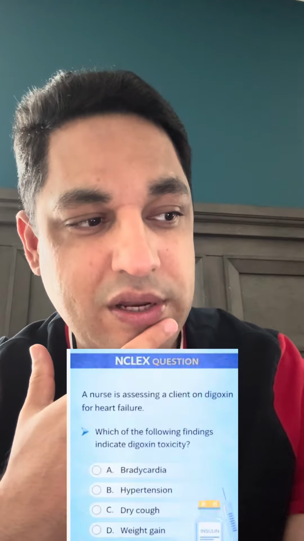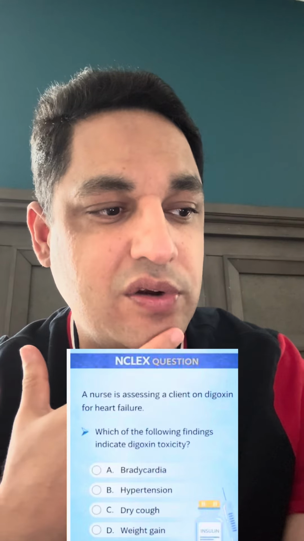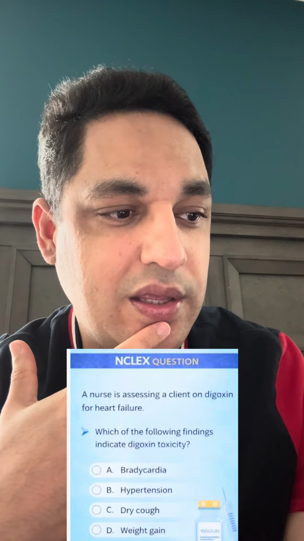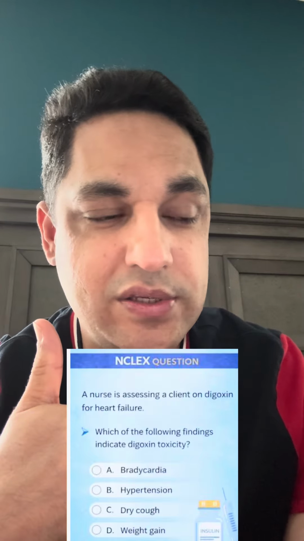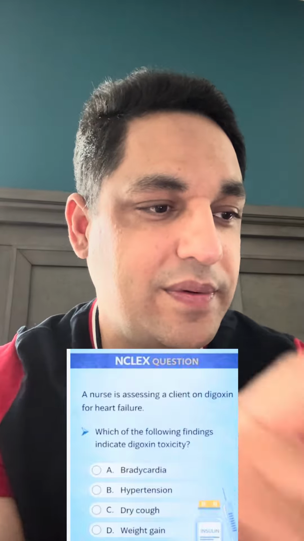A client taking digoxin reports nausea, fatigue, and seeing yellow lights. What should the nurse suspect? The nurse suspects digoxin toxicity immediately, right? Answer C. A nurse is assessing a client on digoxin for heart failure. Which of the following findings indicates digoxin toxicity? It's a decreased heart rate, right? So bradycardia would be your final answer.